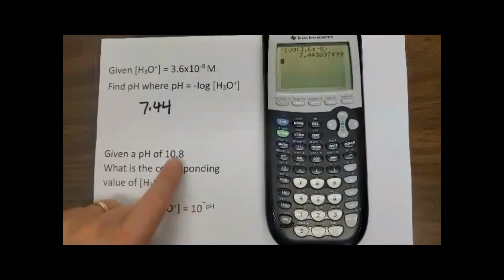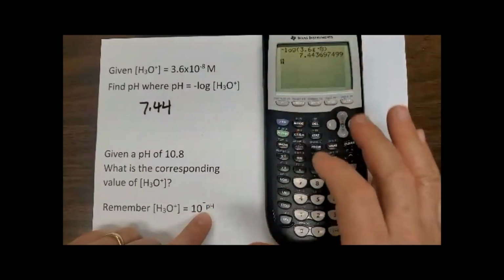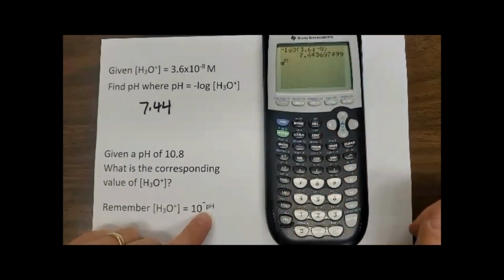All right. Let's say that I'm given a pH and I have to find hydrogen ion concentration, which is defined as 10 to the minus pH. Again, on this kind of calculator, the easiest way to do it would be to use the 10 caret button.